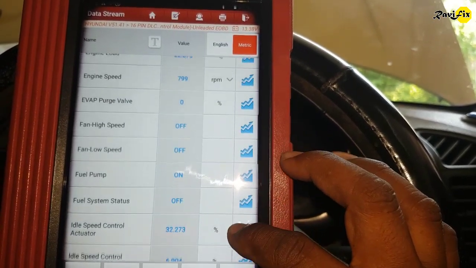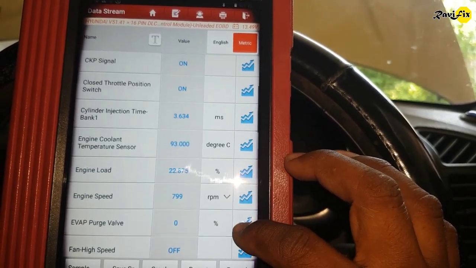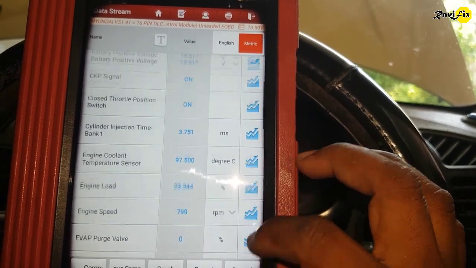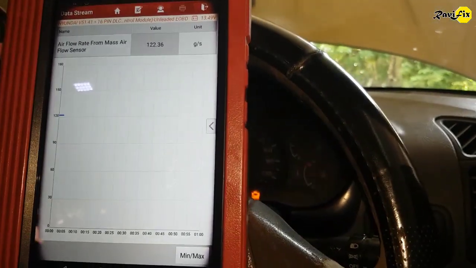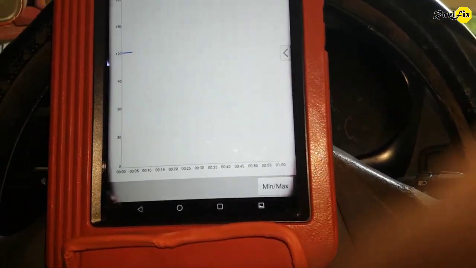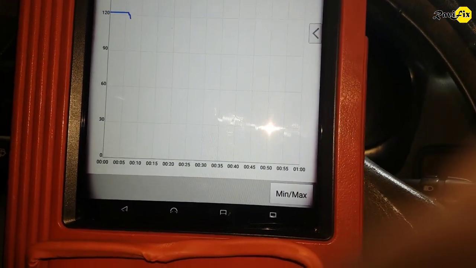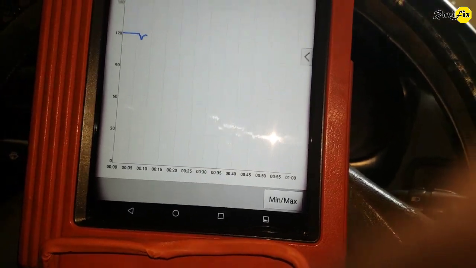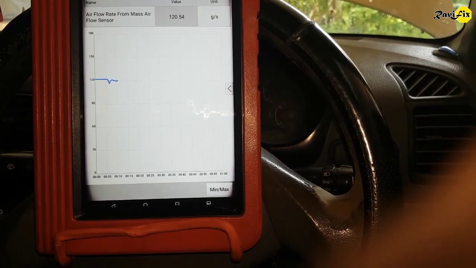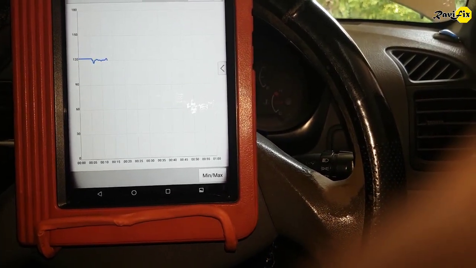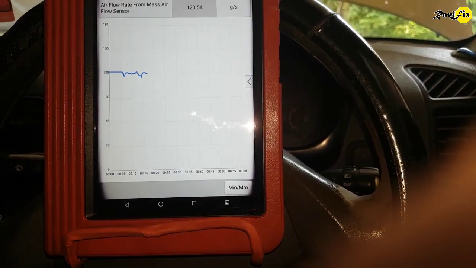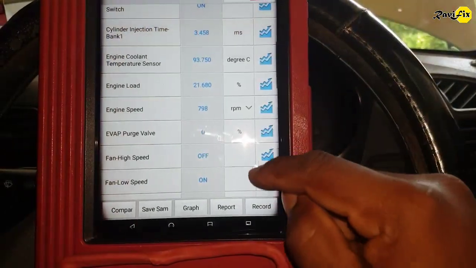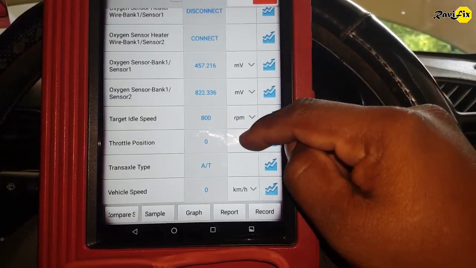We have to think about what could cause such a situation. As the other shop has changed both sensors already, this could not be a problem in the sensor itself. It could be another reason such as a wiring harness fault or ECM fault itself. Look here, when I rev it up, the mass airflow sensor rate still stays around the same value. Okay, let's go under the hood and check the wiring harness first.